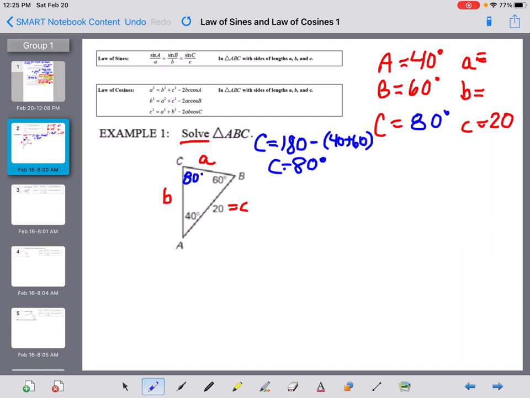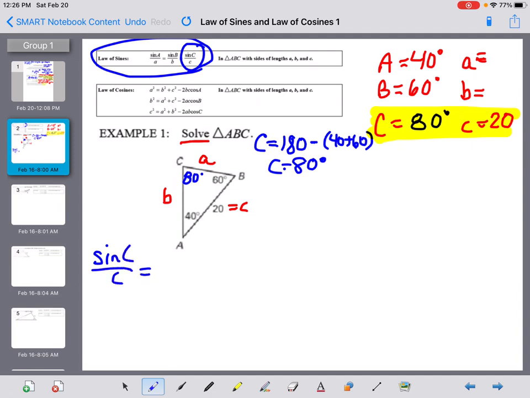And now when I go to choose my law, I'm looking first, do I have a side and angle combination that are of the same letter? And I notice, now that I found that 80, I do. I have an angle and side of the same letter. Because I do, I can use law of sines. And I know I need to choose 2 of them. Well, the one I'm going to definitely start with is sine C over C because I know both of my C's.